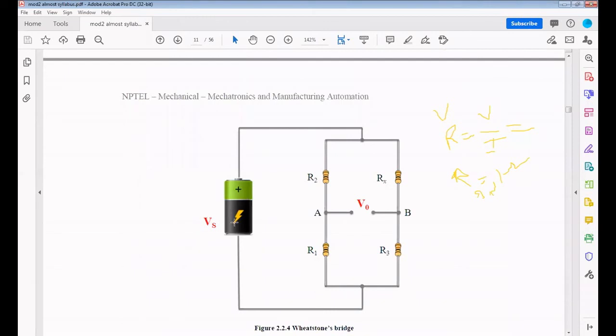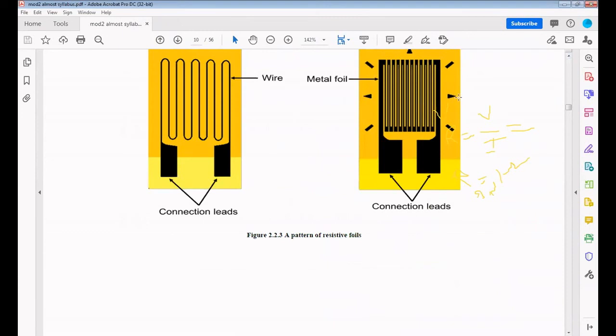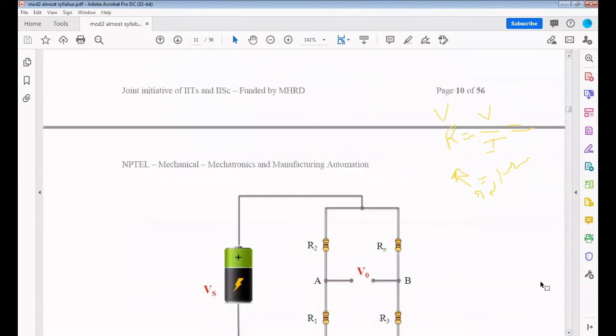So sources we can apply here, and you already have an idea on bridges, we always take 4 arms in bridges. These 3 resistances are the known resistances, and Rx is the unknown resistance. This is the unknown resistance. It means this complete material we can add here, and these are the known resistances.